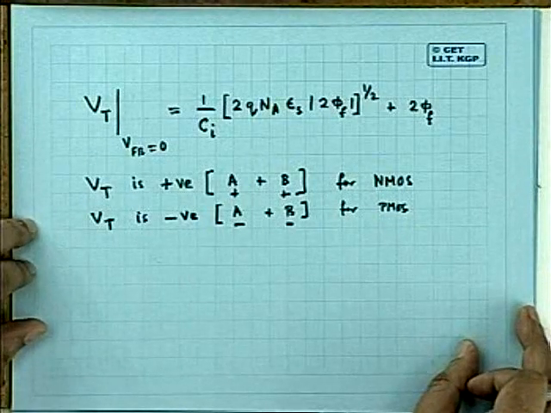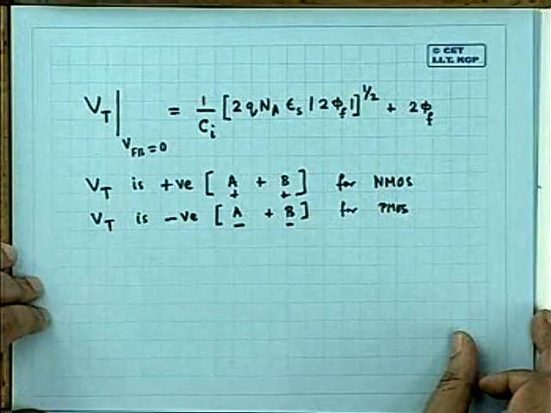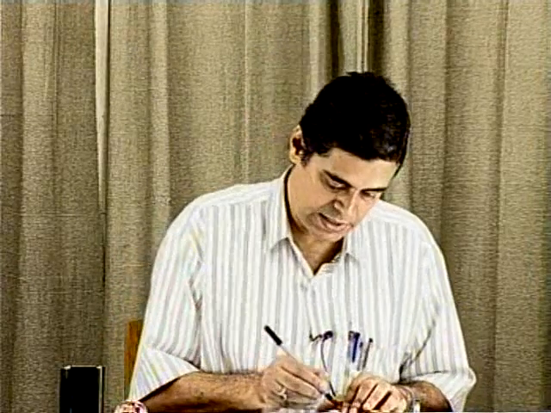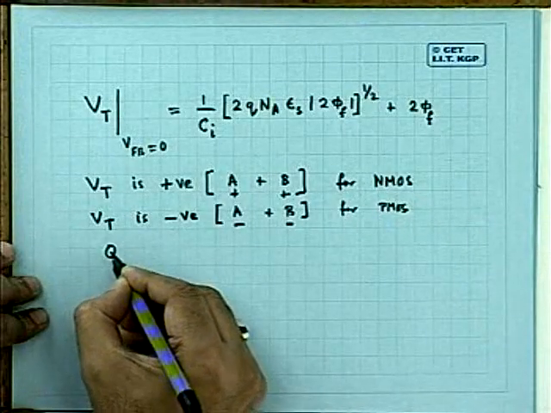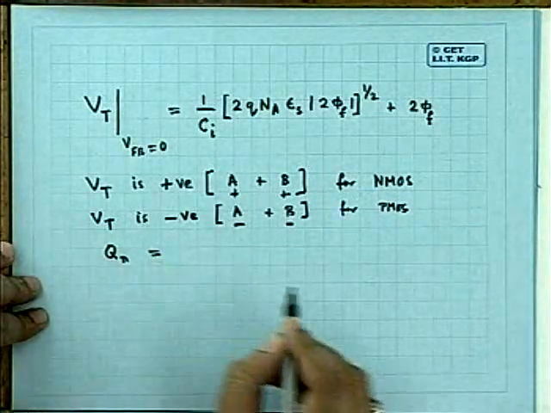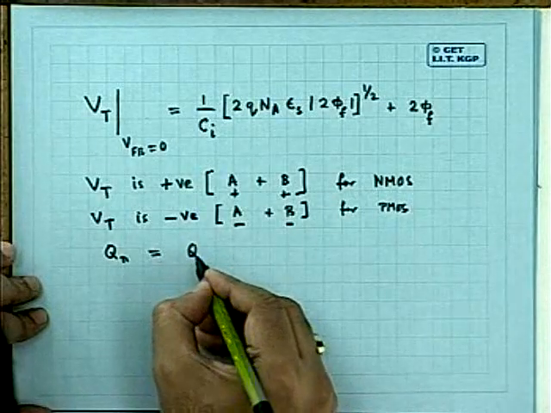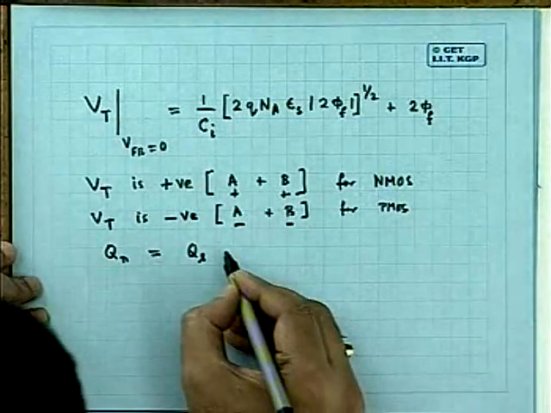Now suppose you are interested in computing the inversion charge density, Qn. Then what is inversion charge density? As I told you, Qn is equal to Qs, the total surface charge density, minus Qd.